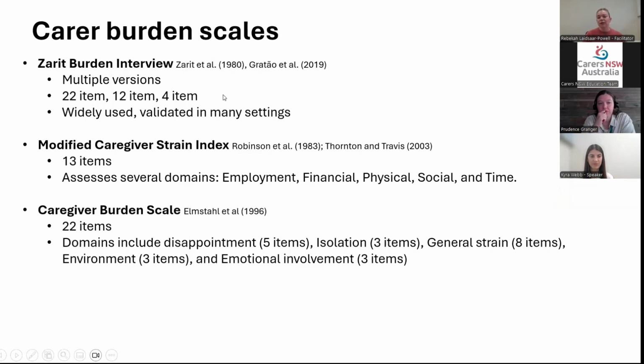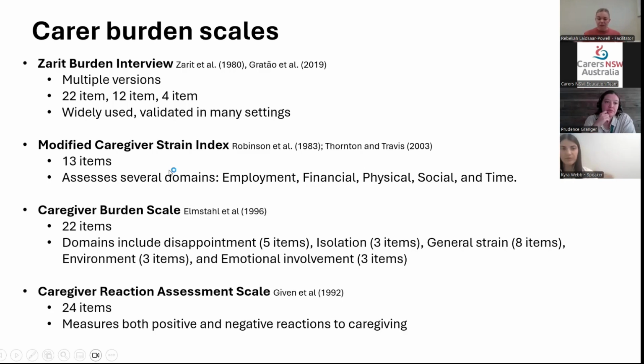So all of these really do have that quite negative lens, reporting on the very challenging aspects of caregiving. I guess one of the differences with a different measure is the Carer Reaction Assessment Scale by Barbara Given and colleagues, and it's an oldie but a goodie, and it measures both the positive and negative reactions to caregiving. So I guess that's a point of difference and one that you might be interested in having a look at further.